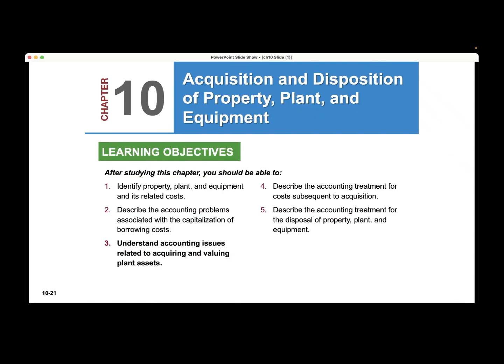Welcome back to the third part of this topic. Now we are going to discuss the third learning objective, which is to understand accounting issues related to acquiring and valuing plant assets, or PPE.